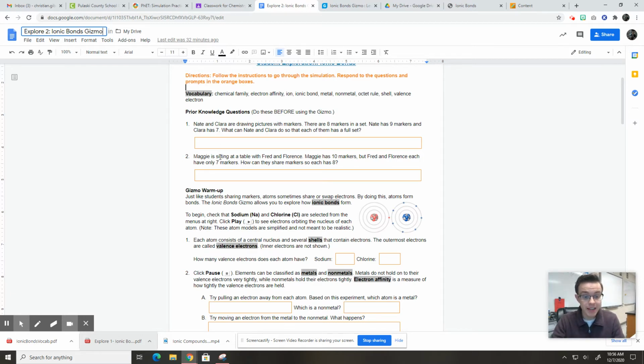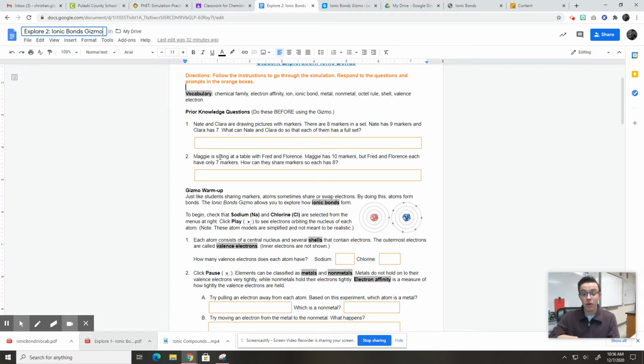Number 2, Maggie is sitting at a table with Fred and Florence. Maggie has 10 markers, but Fred and Florence each only have 7. How could they share so that each has 8? Okay, so 2 people have 7. They need 8, each one. One person has 10, and they need to have 8. So what could they do?